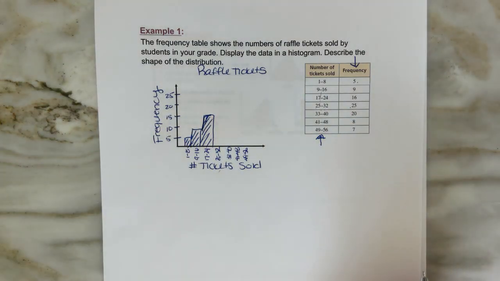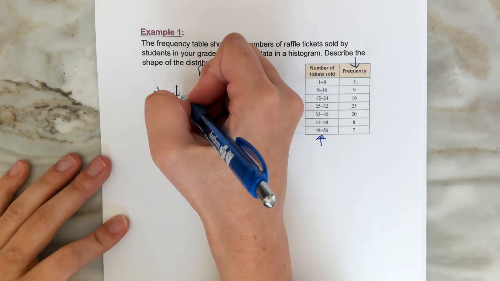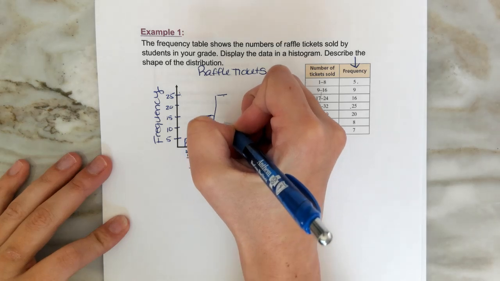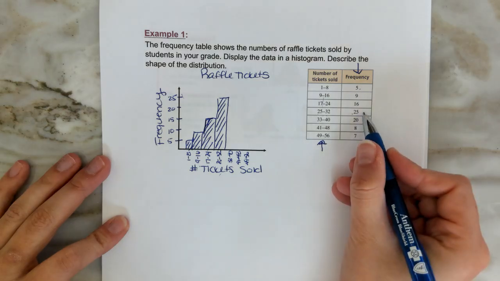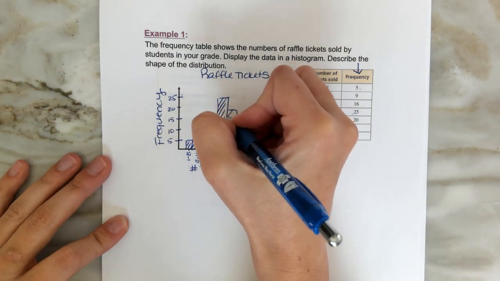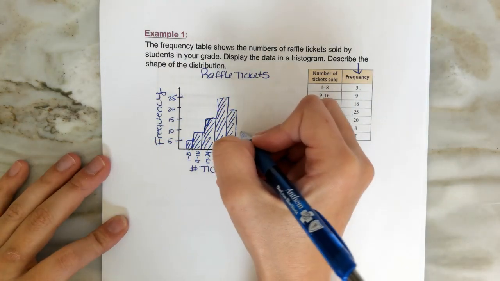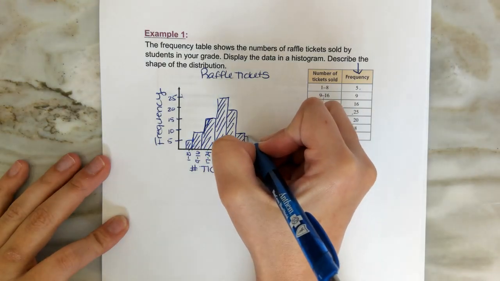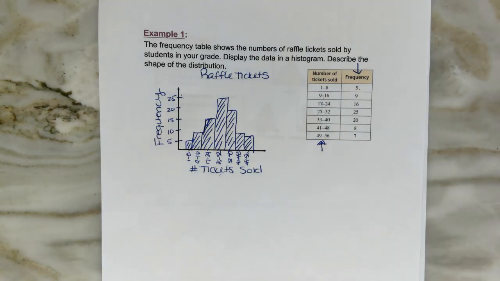But if I had graph paper, I would be doing this on graph paper. Then I've got up to 25, which is here. And then this is 20, so here. Eight, maybe down here. And 7 here. So there is my histogram.